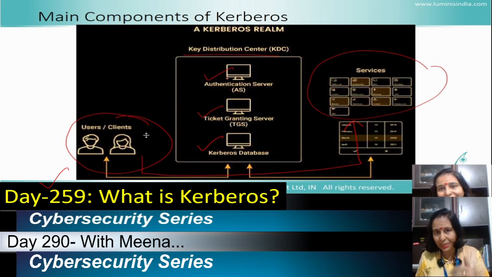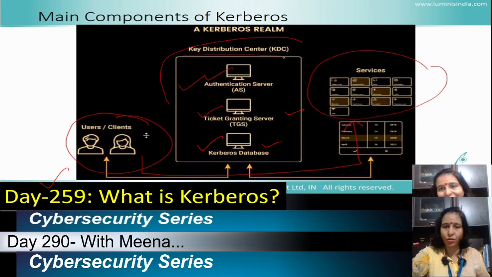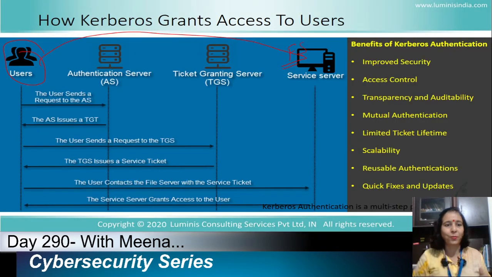As you can see in this picture, Kerberos has three main components: the authentication server, the ticket granting server, and the Kerberos database. This complete model is called the key distribution center. So let's come to this session. There is an authentication server, a ticket granting server, and the service server, which in this example is the file server.